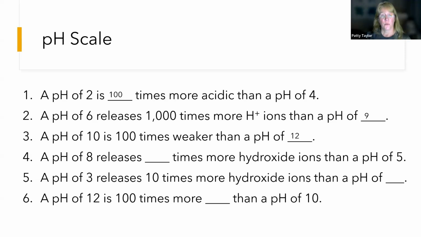So number 4 there, we've got a pH of 8 releases 1,000 times more hydroxide ions than 5. That's because as we go up the pH scale toward 14, those numbers are going to release more hydroxide ions the higher you go. So every number you move, it's 10 times more. For number 5, a pH of 3 releases 10 times more hydroxides than a pH of 2, and that's because we're going up the pH scale toward 14. And then finally, a pH of 12 is 100 times more alkaline or basic than a pH of 10.